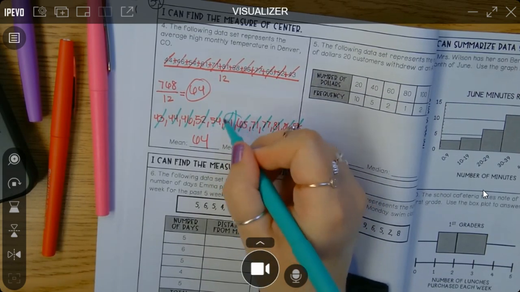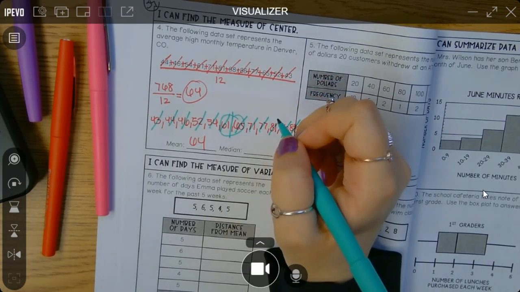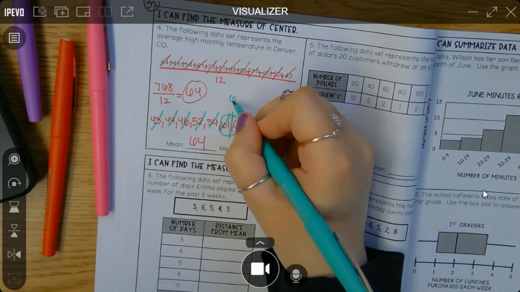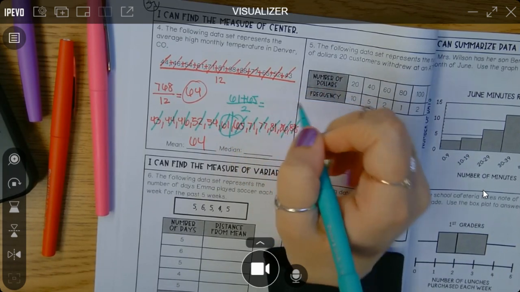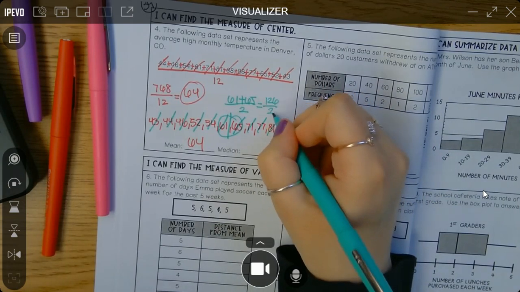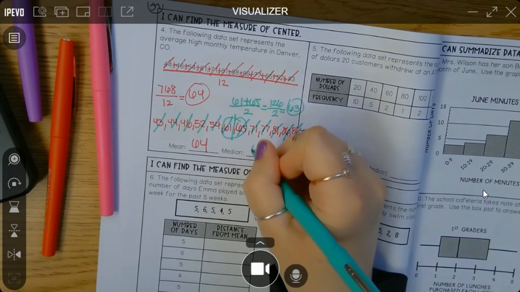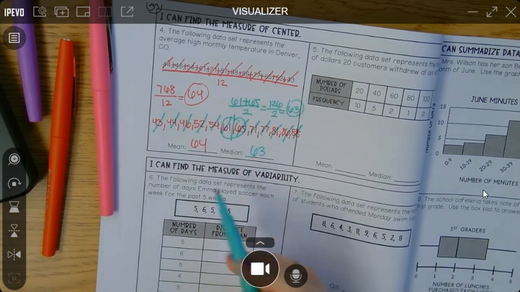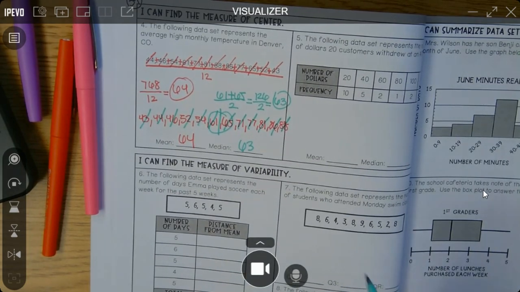It's between these two numbers of 61 and 65. If you can't just look at it and see what the median is, then go ahead and add those together and then divide by 2. So 61 plus 65 is 126. And when you divide that by 2, you get a median of 63. So are those close together? Yeah, those are really close together. So there's probably not much variability in the set.